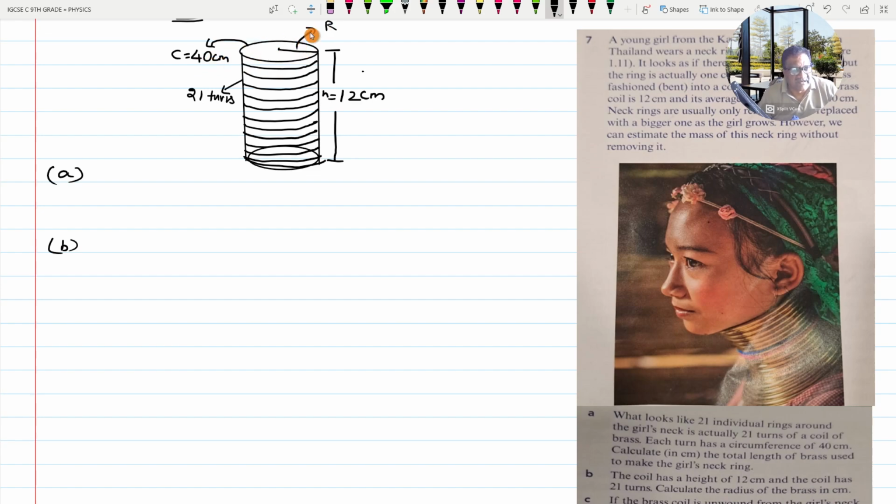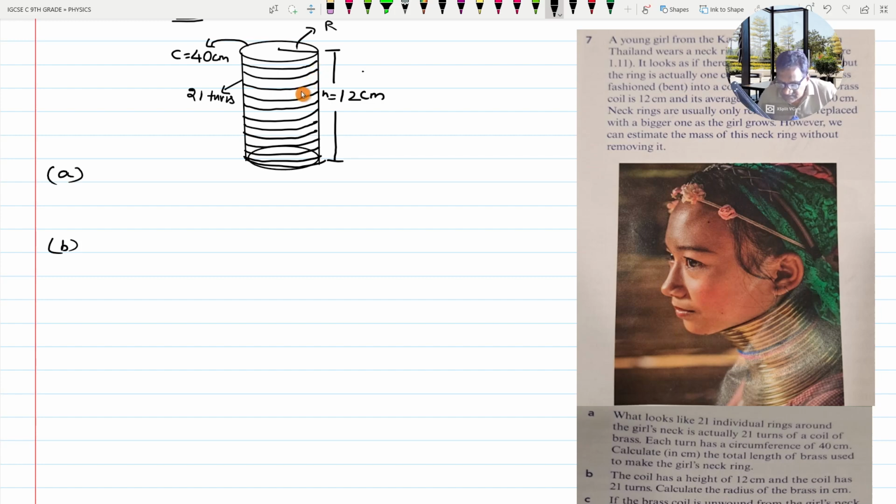If the radius of this ornament is capital R, then the circumference will be 2 pi r, that is 40 centimeters. So corresponding to this 40 centimeter circumference, the radius is this capital R, that is the radius of the necklace that is worn on the neck of the girl.